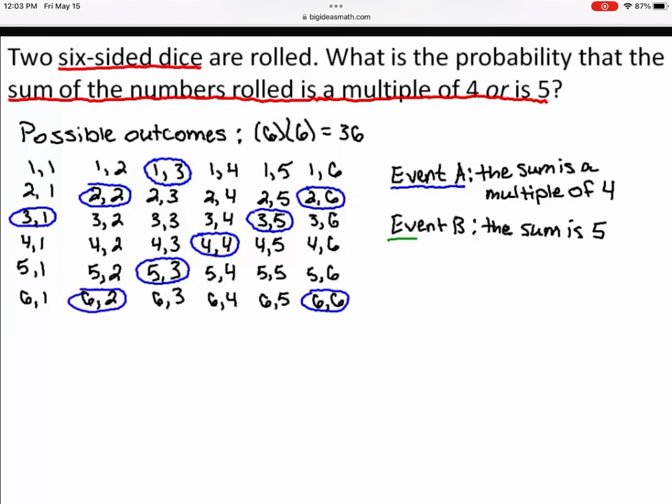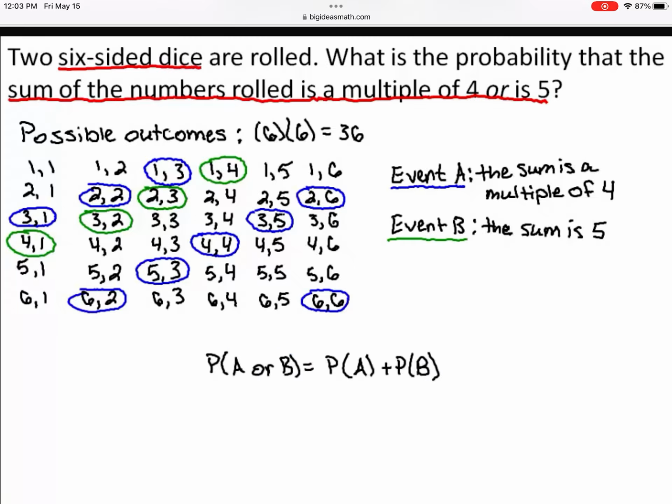Let event B be the sum is 5. Out of the 36 total possible outcomes, the ways in which event B can occur are to roll a 1 and then a 4, to roll a 2 and then a 3, to roll a 3 and then a 2, and to roll a 4 and then a 1. Because A and B are disjoint, the probability of event A occurring or event B occurring equals the probability of event A occurring plus the probability of event B occurring.